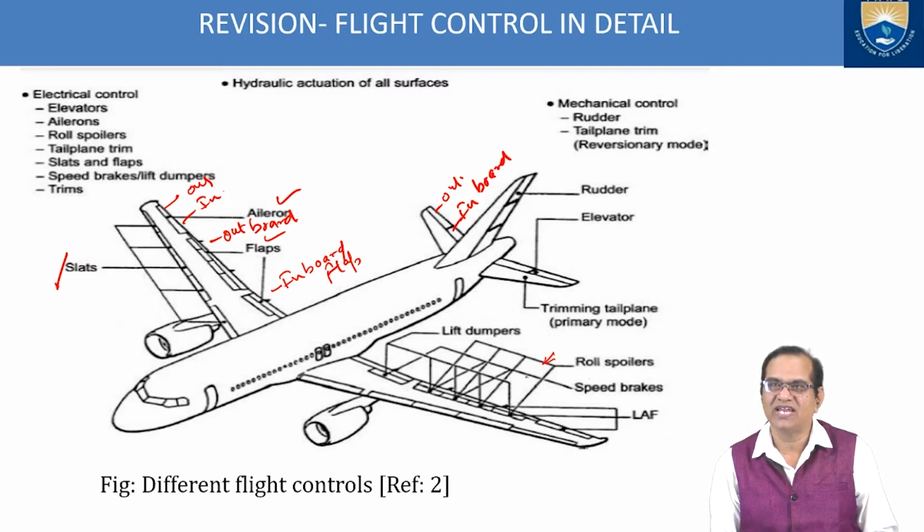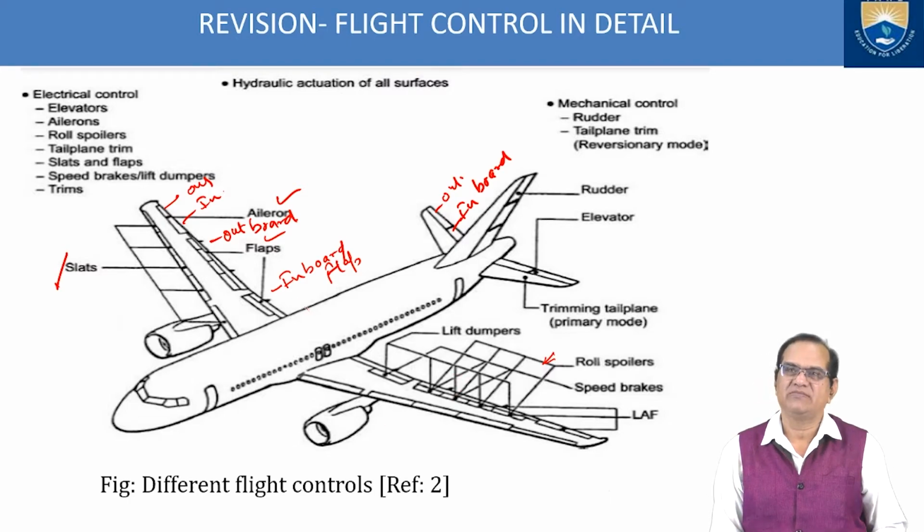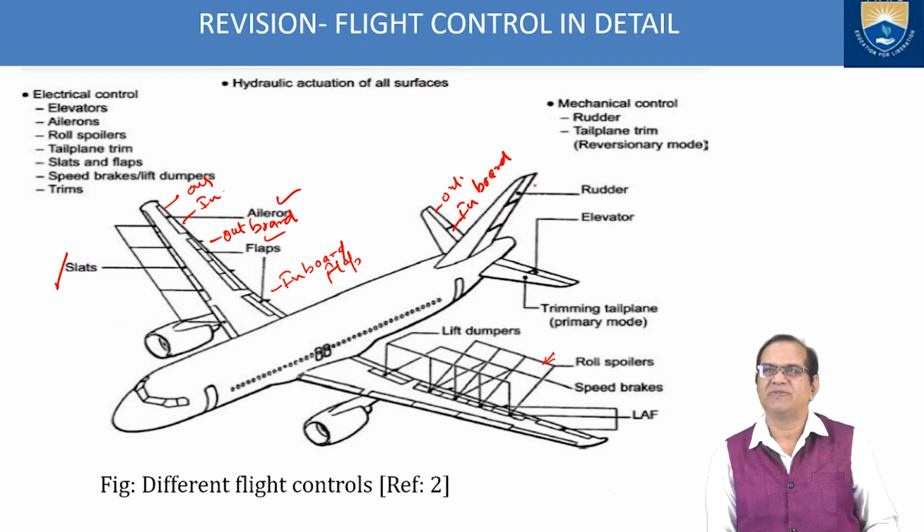And this is the lift dampers. Lift dampers or spoilers are the same. If you raise them to exactly the vertical, 90 degrees, it will spoil the lift. So I have given here some names and explained some of these things.